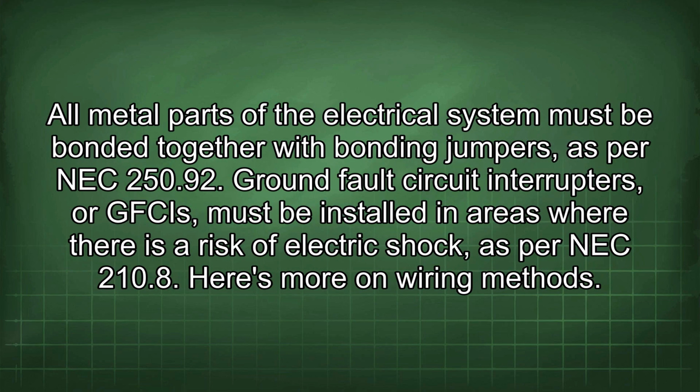All metal parts of the electrical system must be bonded together with bonding jumpers, as per NEC 250.92. Ground fault circuit interrupters, or GFCIs, must be installed in areas where there is a risk of electric shock, as per NEC 210.8. Here's more on wiring methods.